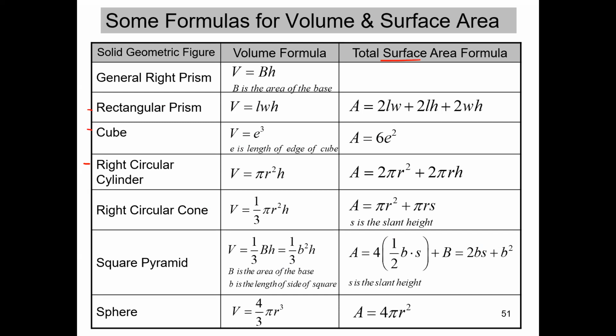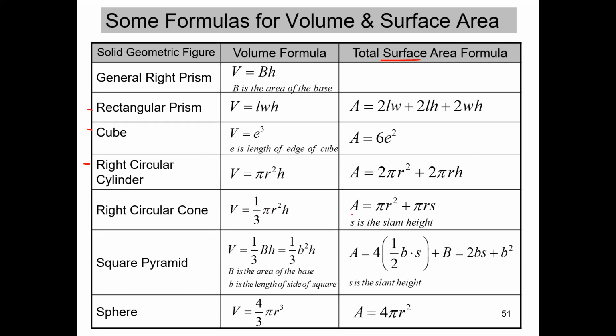Right, circular cone. Remember I told you for volume, a cone, if you had a similar cylinder, the volume's 1/3 of that cylinder. So you see that 1/3 in front of it, and it'd be the pi r squared h. So you're 1/3 of your base times your height, your big B.